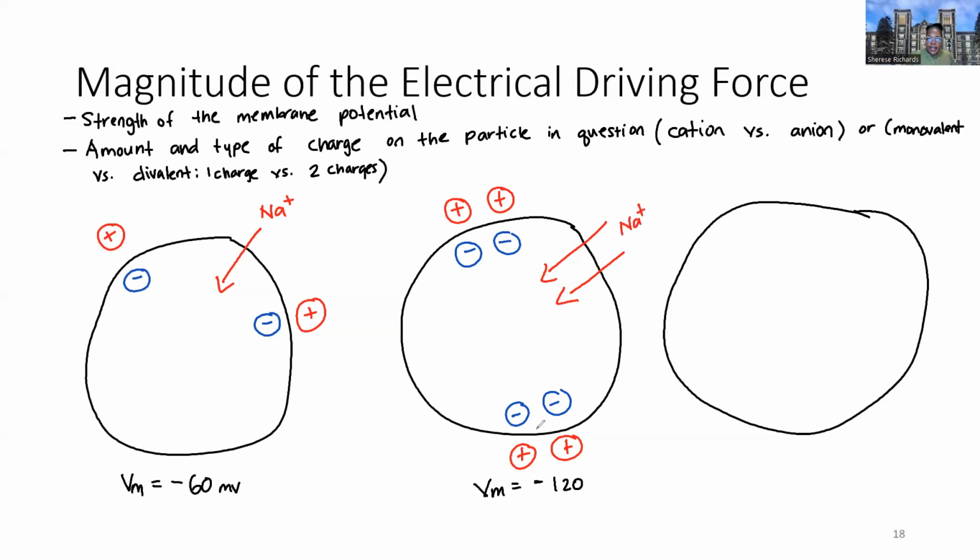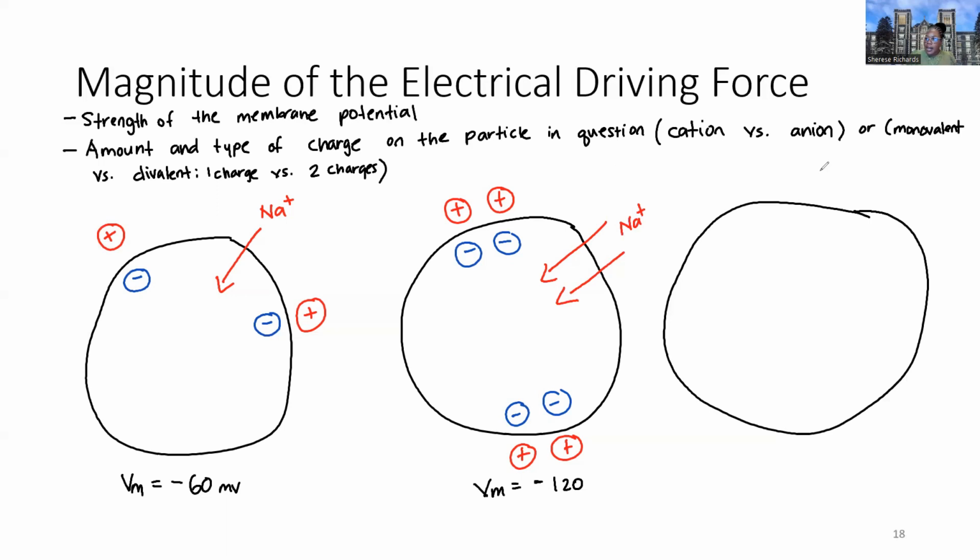So as the strength of the membrane potential gets bigger, as the amount of negative charge inside the cell gets more, positively charged ions want to get into the cell even more. The proportion of the electrical driving force acting on the particle is going to be just as great as the strength of the membrane potential. Let's look at a third scenario.